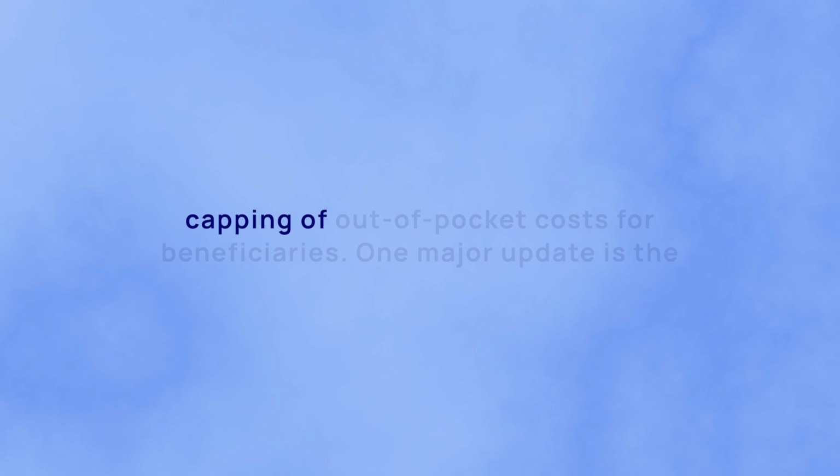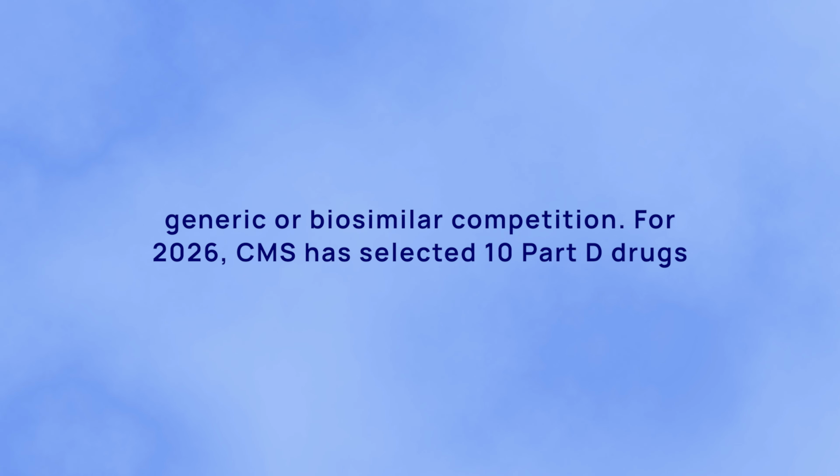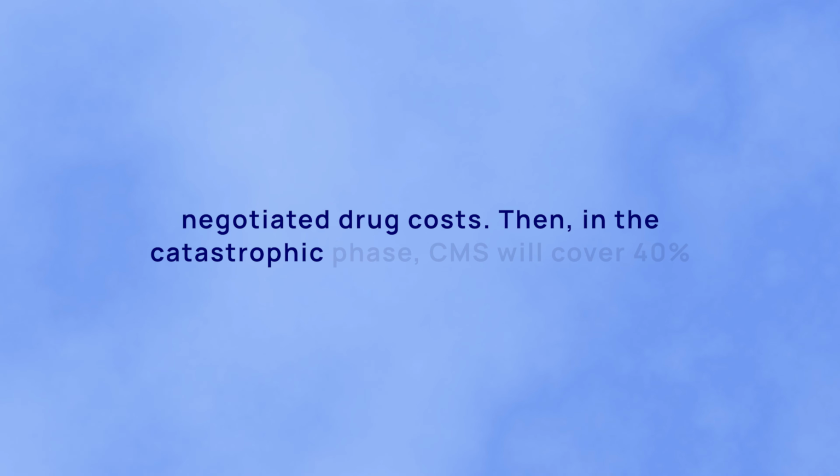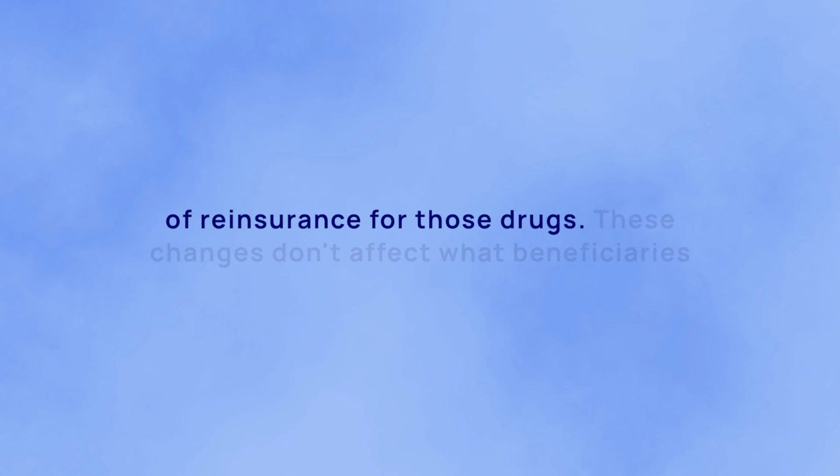This allows Medicare to directly negotiate prices for certain high-cost single-source drugs that don't have generic or biosimilar competition. For 2026, CMS has selected 10 Part D drugs for the first cycle of negotiated pricing. During the initial coverage phase, CMS will provide Part D plans with a subsidy covering 10% of the negotiated drug costs. Then, in the catastrophic phase, CMS will cover 40% of reinsurance for those drugs.